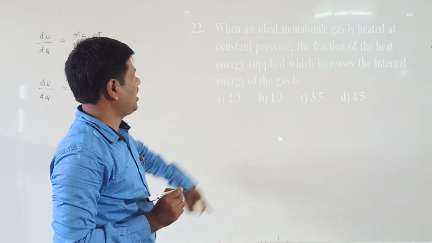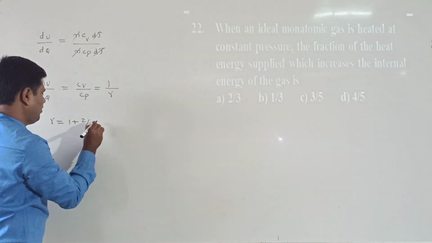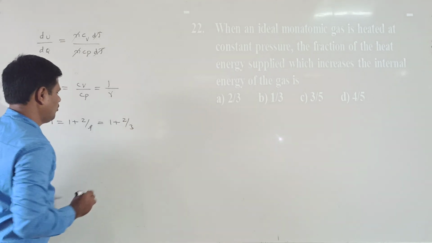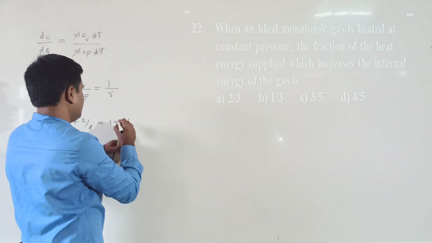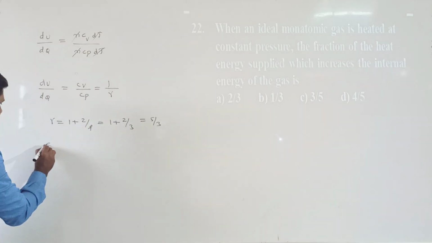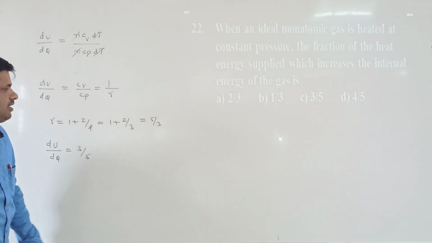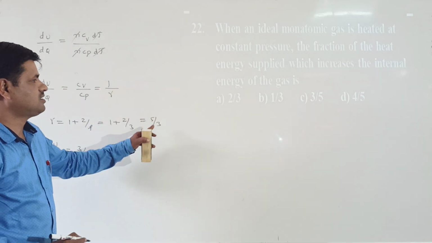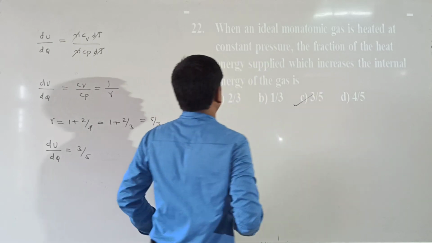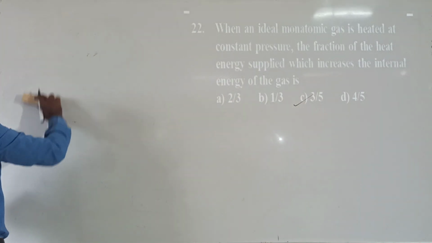Now here a monatomic gas is given. Monatomic gas means gamma is equal to 1 plus 2 by f, is equal to 1 plus 2 by 3. Monatomic gas degrees of freedom is 3. Now 3 plus 2 is 5 by 3. Gamma is equal to 5 by 3. Substitute here. Now du by dq is equal to 1 by gamma. What are we getting here? 5 by 3 reciprocal means 3 by 5. Here C option is correct. This is question number 22.